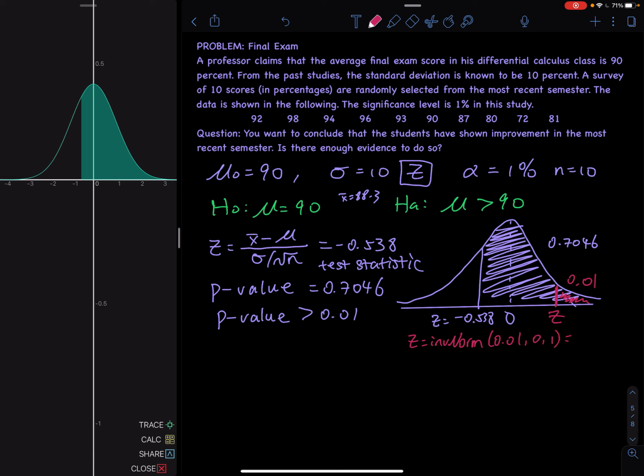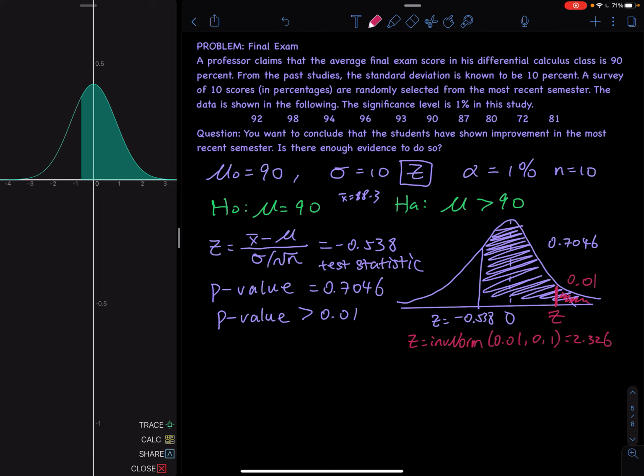You go to second vars, and then you do inverse norm 0.01, and then mean is 0, standard deviation is 1. You have to take the right tail because this is a greater than. So that is 2.326. Since that is greater than the purple z, if you compare the z to make a decision, the red z is greater than the purple z. That means you fail to reject the null hypothesis.